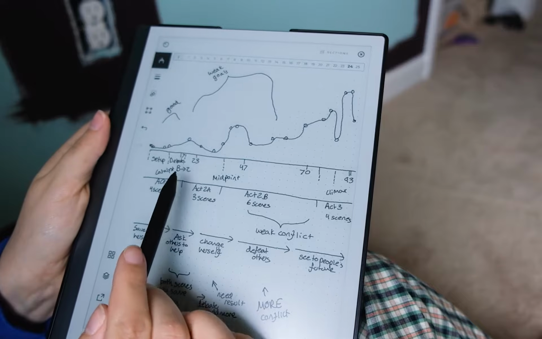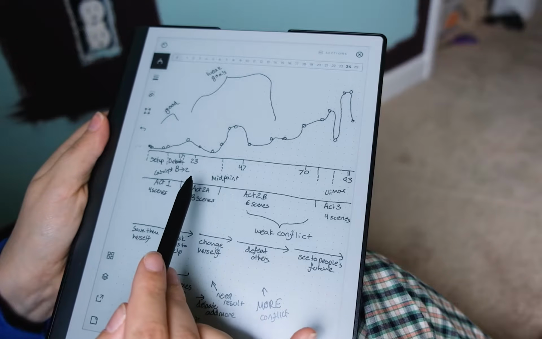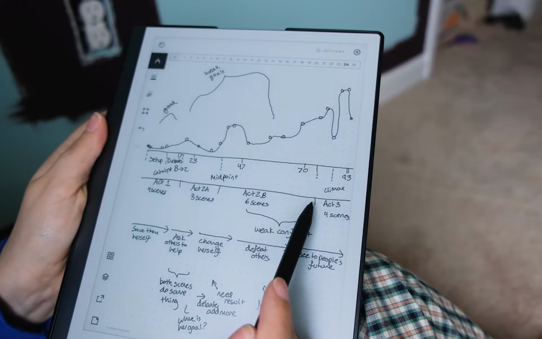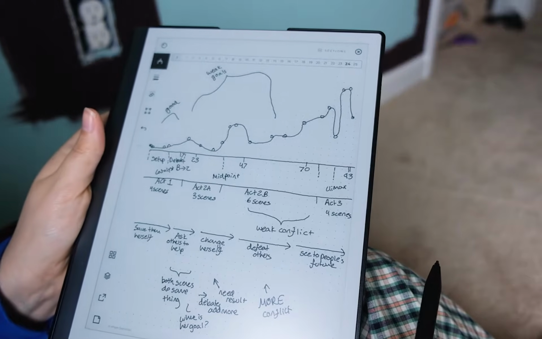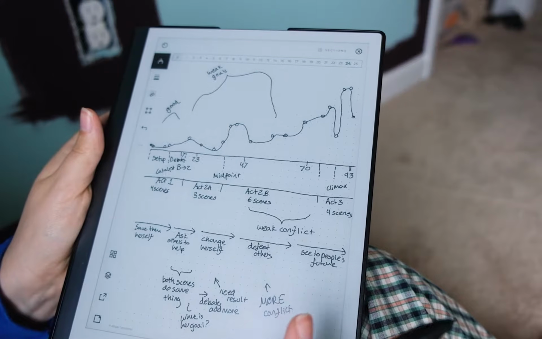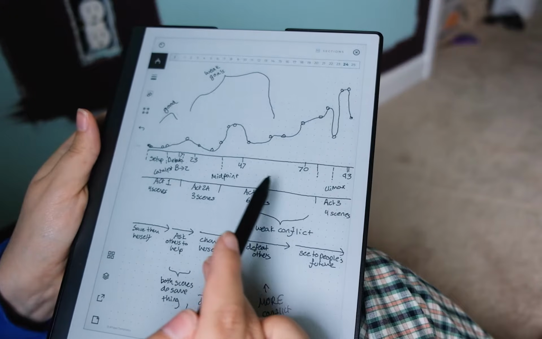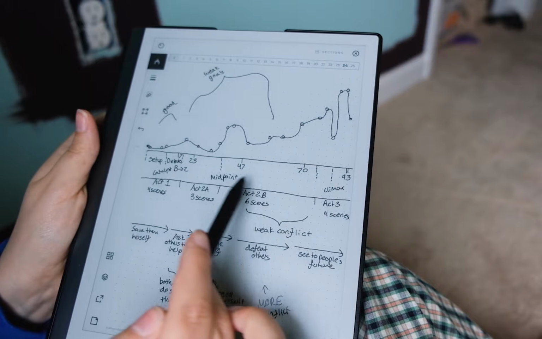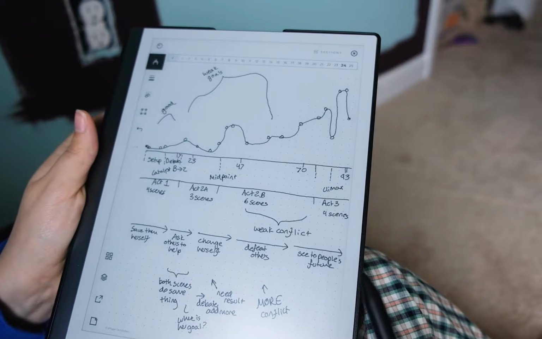My break into 2 is a little bit early, my midpoint's a little bit early, and then there's a ton of time here before I get into Act 3. And you can definitely feel that in the pacing of the story. Like, I could definitely feel that. There's 6 scenes in this second half of Act 2, but there's no conflict.